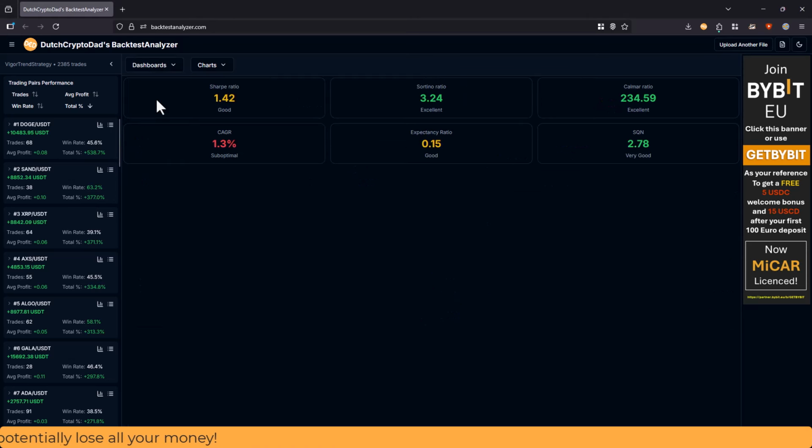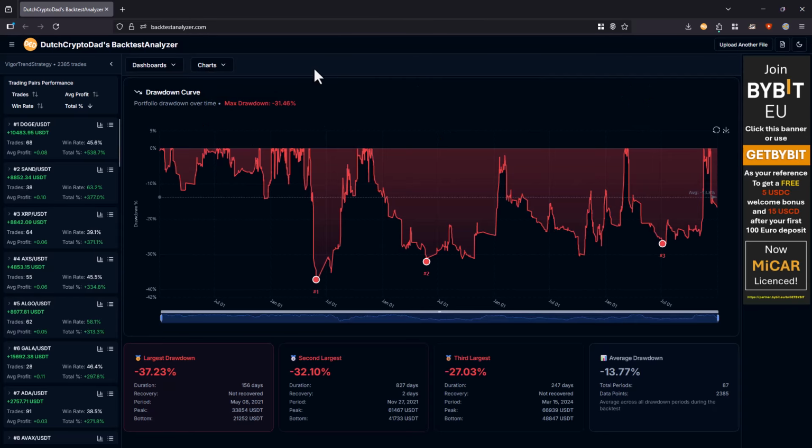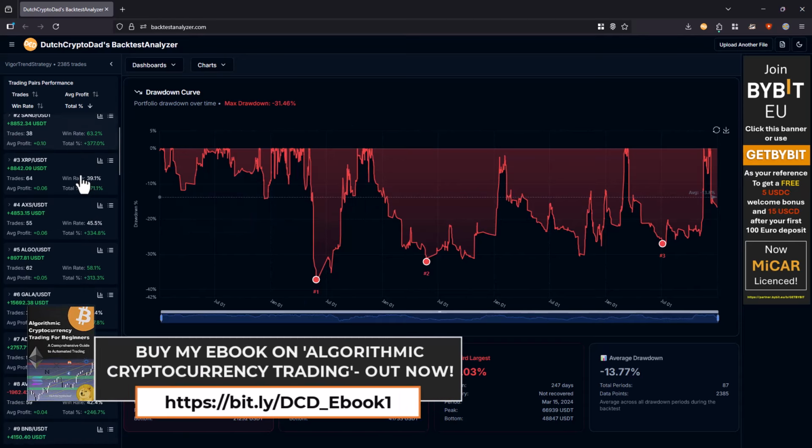Now performance indicators like Sharpe, Sortino and Calmar are also very optimistic about its performance. The largest drawdown has a maximum of 37% and this is quite normal for trend trading strategies. The other largest drawdowns are 32 and 27%, so you might expect more of these drawdown percentages in the future.